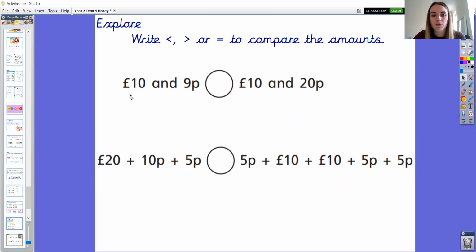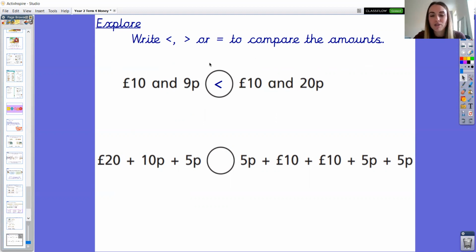So looking at the pounds with the greatest value, we've both got £10, so we need to look at the pence. So we have 9 pence compared with 20 pence, which of course we know 20 is greater than 9. So the larger part of the symbol is facing £10 and 20 pence. So we'd read this as £10 and 9 pence is less than £10 and 20 pence.